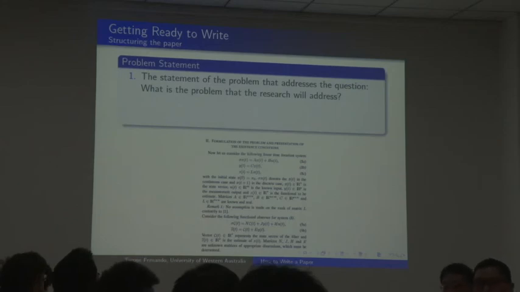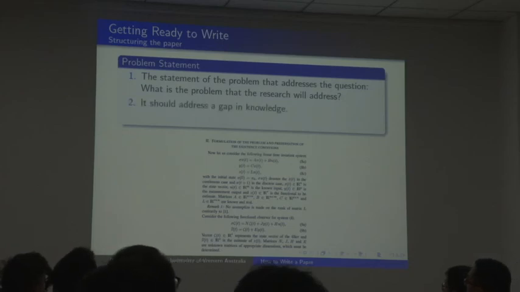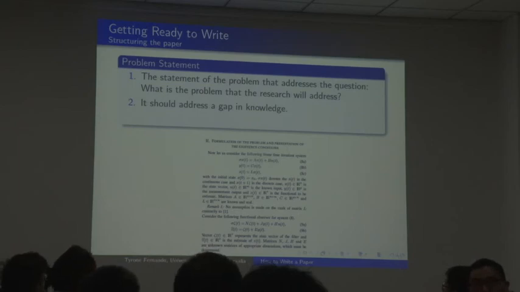I won't go through the entire thing, but we need to say very clearly what we are trying to do. At the bottom it says those matrices are what we are trying to find. So the problem statement needs to be very accurate, and it should address a gap in knowledge. We need to solve a problem that addresses a gap in knowledge. And we also need to state our assumptions. If we are making any assumptions, we need to state them here in the problem statement.